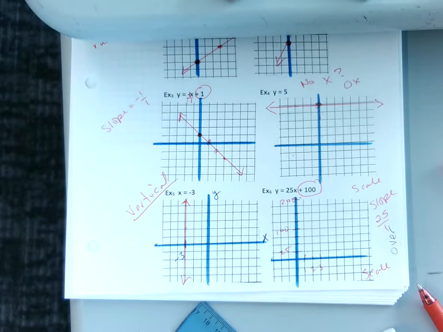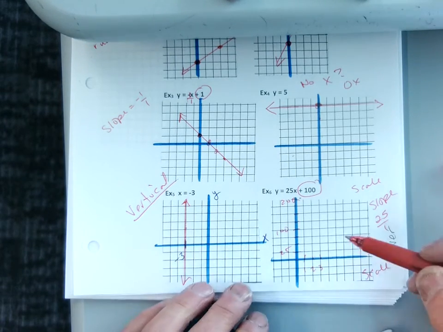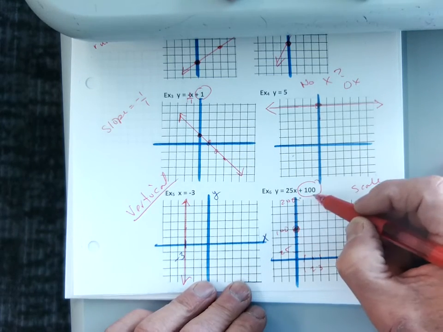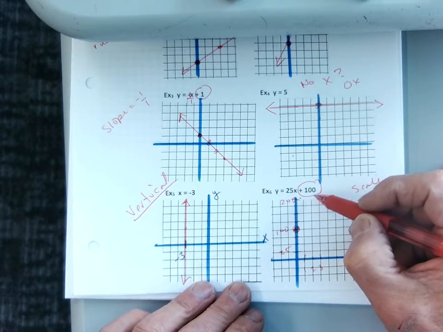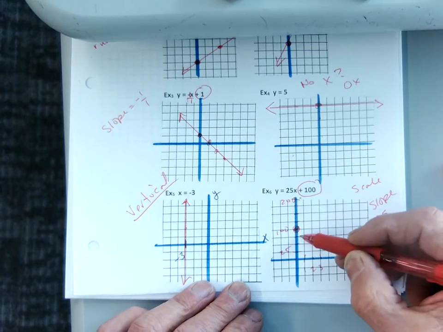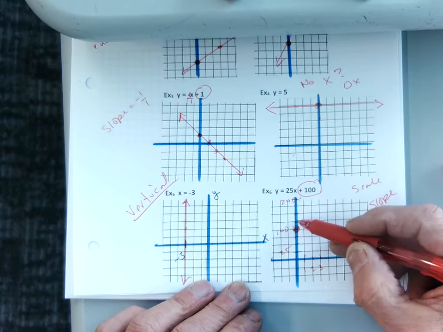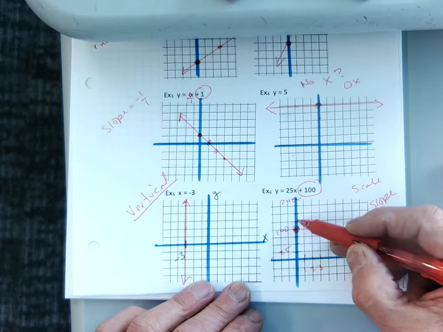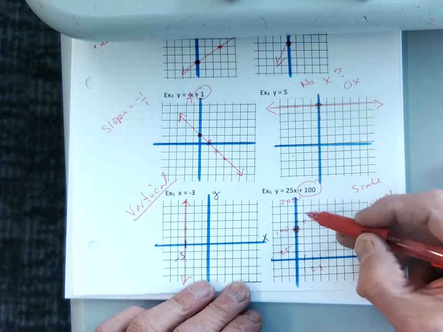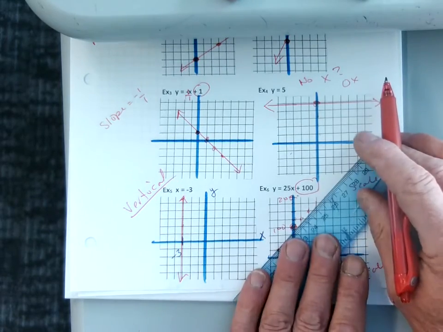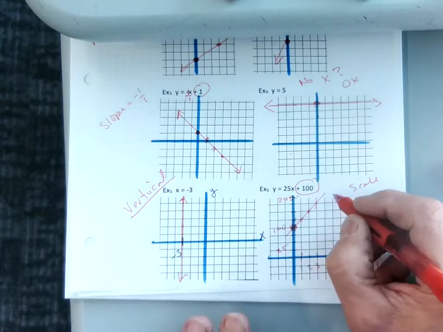So let's see. My starting point is 100. So I'm going to start right there. There's my y-intercept. I'm going to apply my slope, up 25 over 1. See, I went up 25. Didn't go up 1. I went up 25. I went up 25 over 1, up 25 over 1, up 25 over 1, because my scales are such that it is by 25s and 1s.